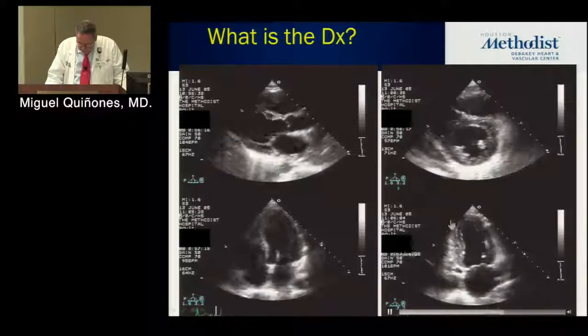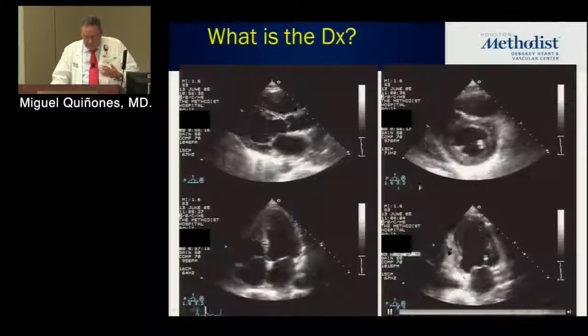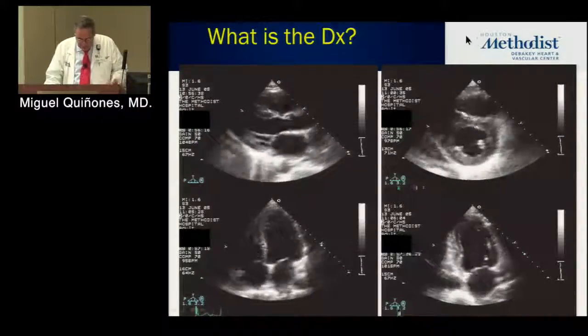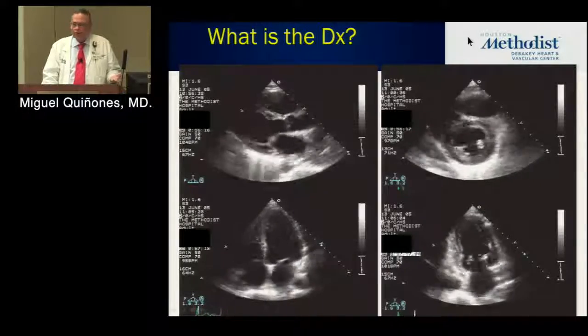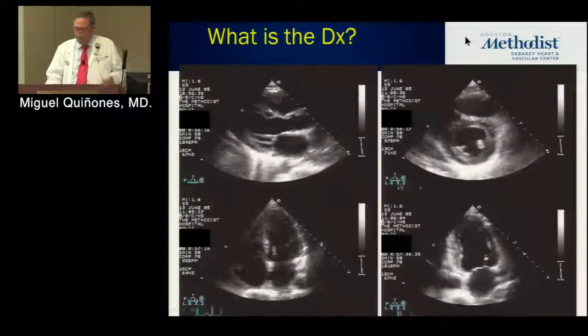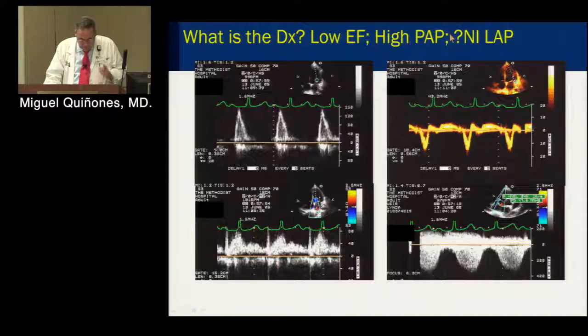Overall, there's a general mild hypokinesis. Again, we see a lot of these echoes, right? So there's nothing here that points to any specific diagnosis. This could be a guy with multivessel CAD and global ischemia. This could be a septic guy. This could be many things. Now, what do you see?